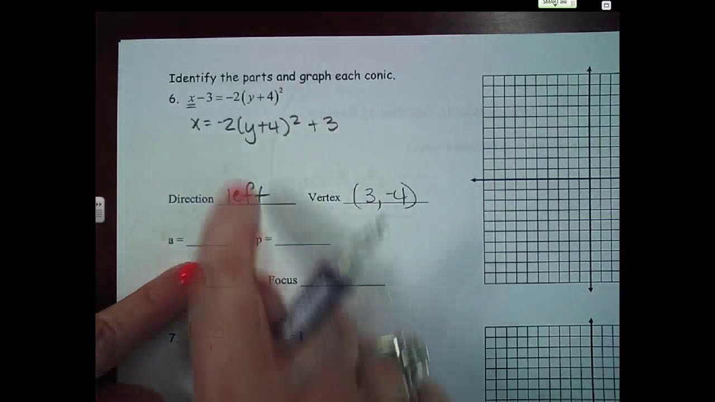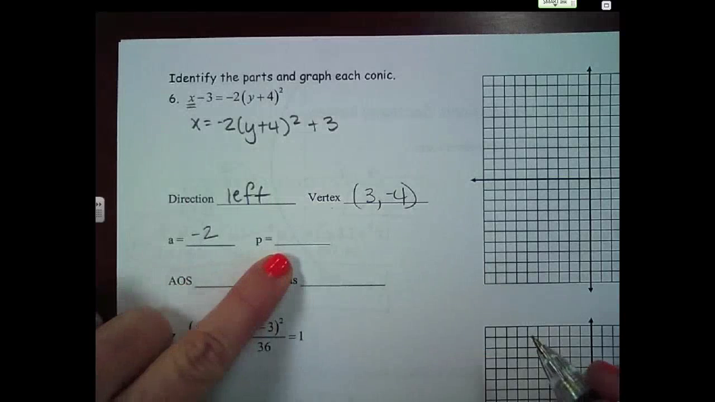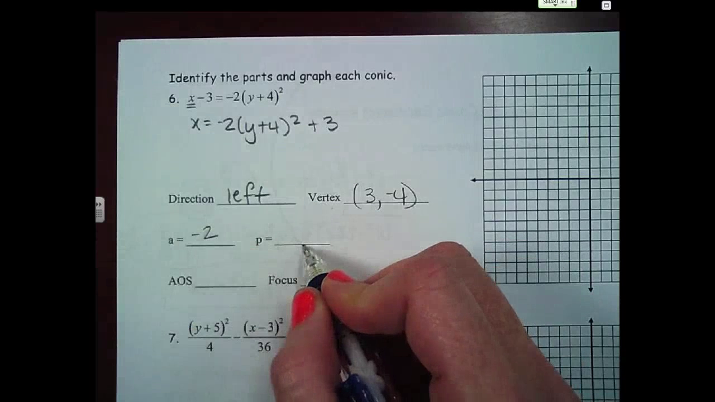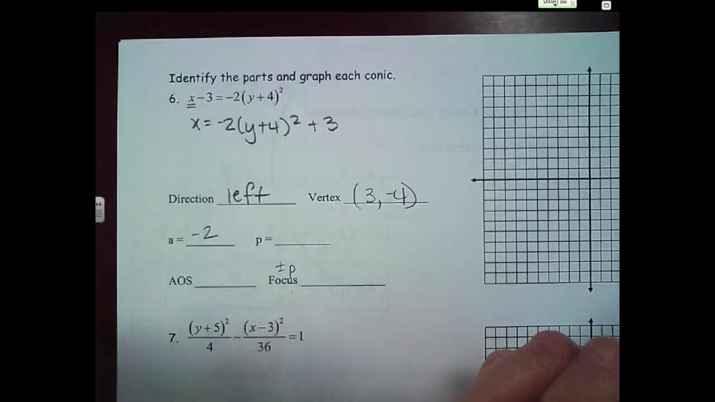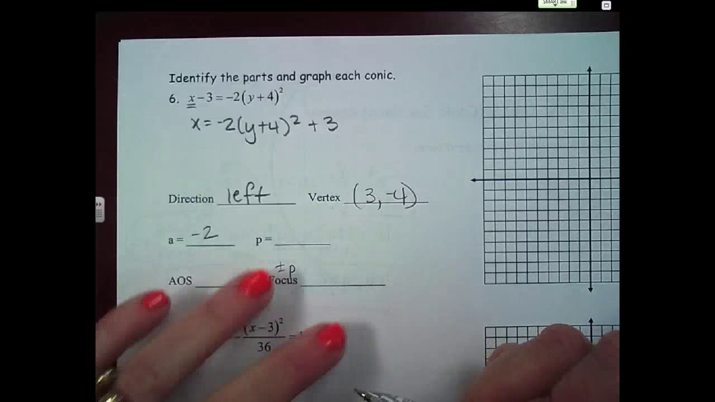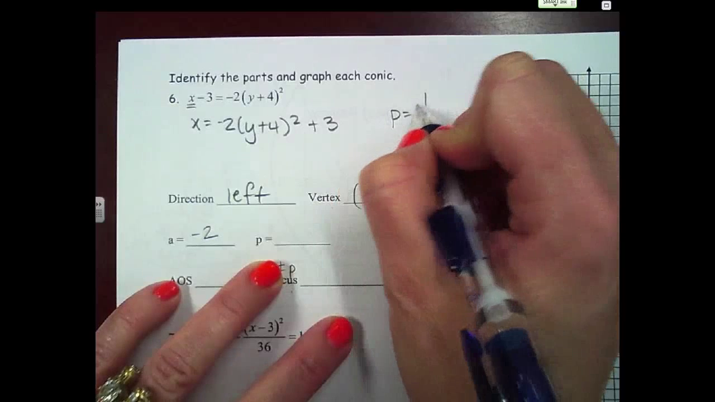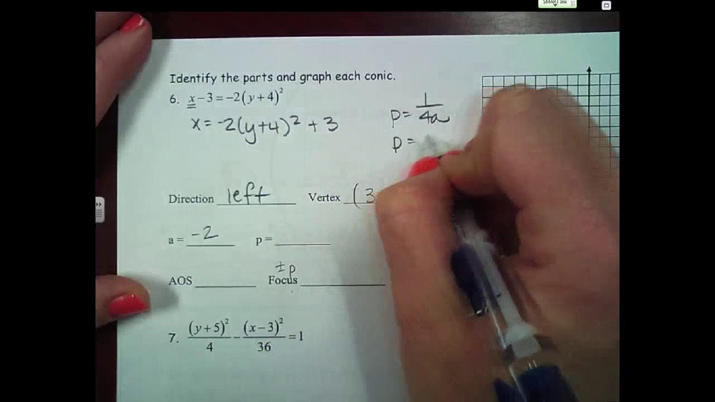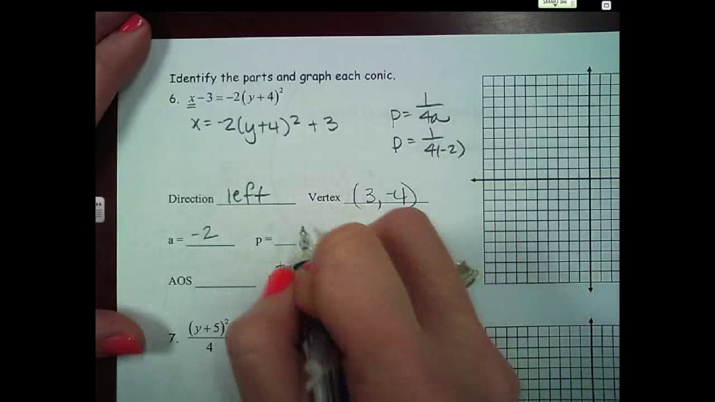Remember, A is what's in front right here, so this is -2. And P, if you're going to draw a picture, remember, is the distance from the vertex to the foci. So in other words, if I'm trying to get to the focus, I'm going to add or subtract P from the vertex. My formula for P, remember, is that P equals 1/4 times whatever A is. So in this case, A is -2. So P equals 1/4 times -2. So P is -1/8.